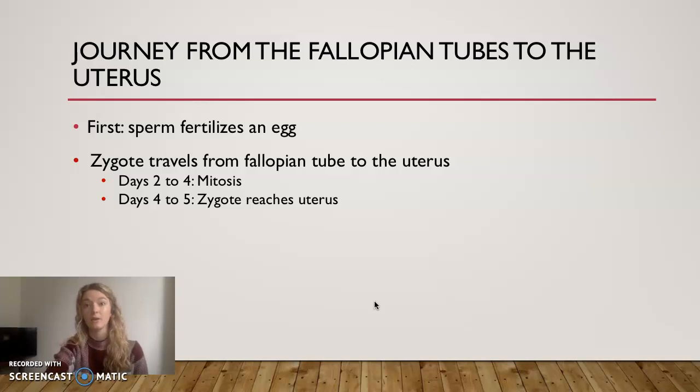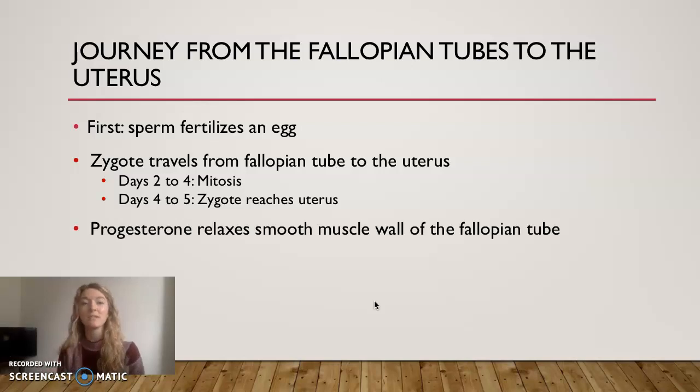This is where we encounter the first hormone we will discuss in the process of implantation, progesterone. Progesterone plays a role in relaxing the smooth muscle walls of the fallopian tube, resulting in the slow travel of the zygote.